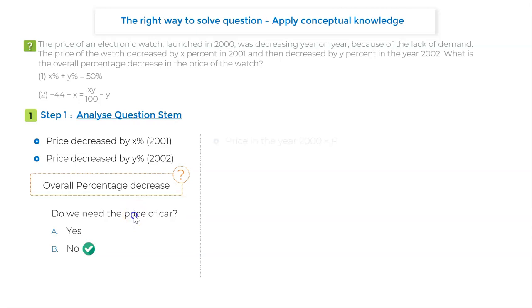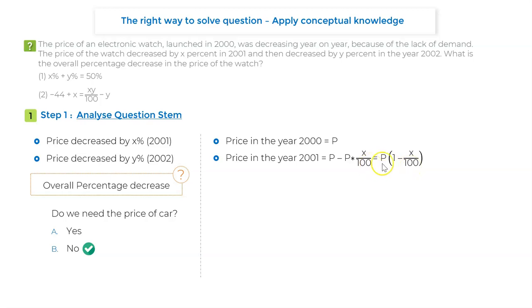So what I'm going to do is take the price of the car as P. I'm going to assume that I need P. I'll start off with an open mind and say, let's take P and see what happens. So if the price of the watch is P, then next year, in 2001, if it's decreasing by X%, then the value will become P times (1 minus X/100), right?